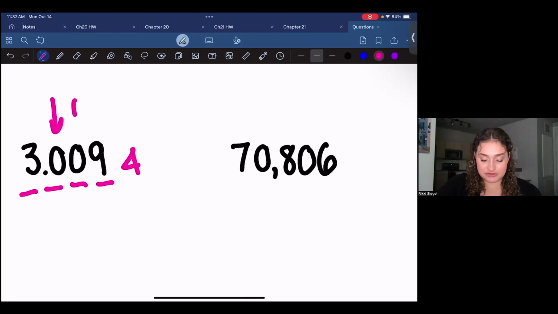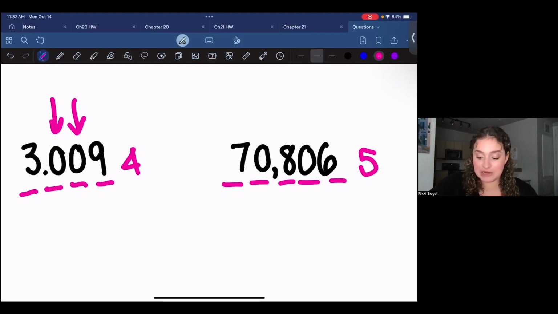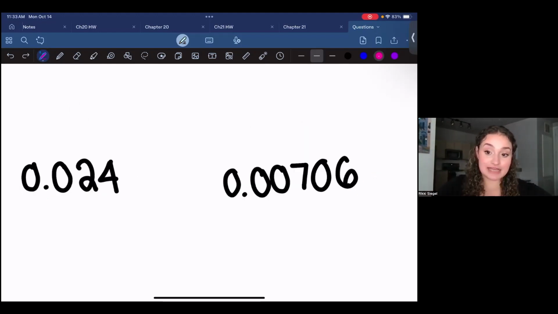These two zeros are in between 3 and 9, which makes them significant. In our next example, we have 1, 2, 3, 4, 5 significant figures. And once again, our zeros are sandwiched in between non-zero numbers. That makes them significant. The next rule about sig figs is leading zeros.